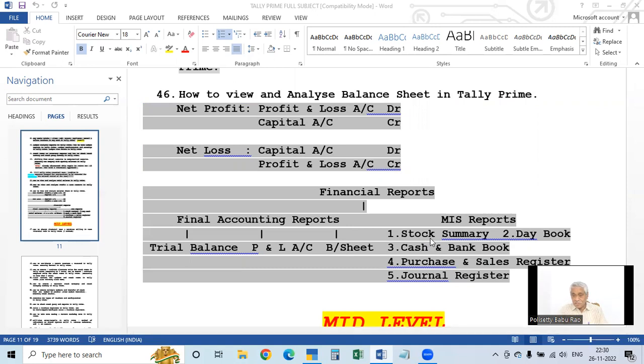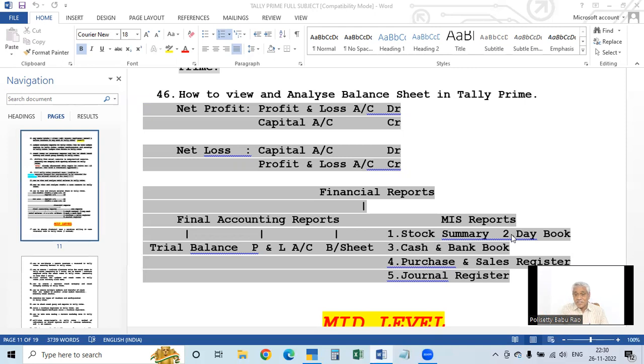One is stock summary. Second is day book. Then cash and bank book. Then purchase and sales register. Purchase account and sales account are there in the ledger, but the register is different from the ledger. The differences we will clear. Then journal register. Journal is a voucher. This is the journal register. There is no journal account. Journal is only a voucher. So there are 5 types of reports in this.